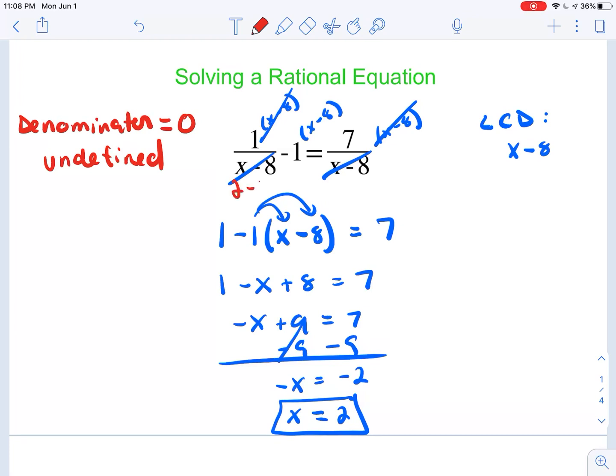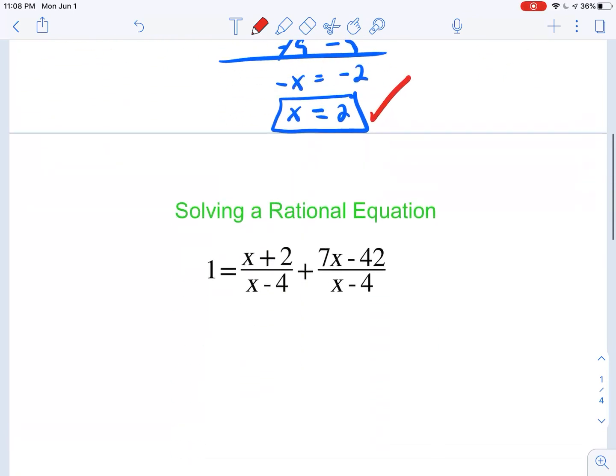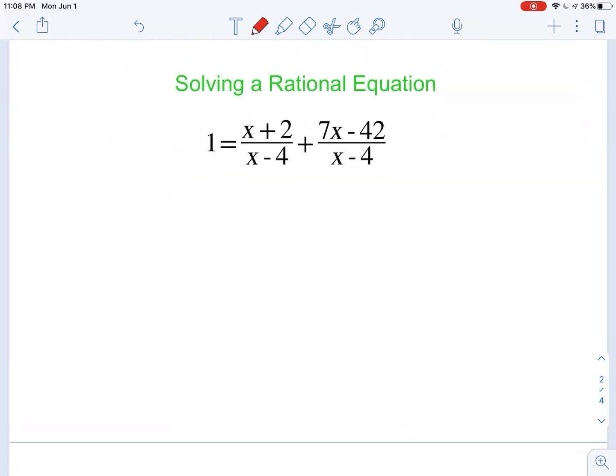So we look at our denominators. If I substitute a 2 in here, I get a number that's not 0. That can stay. If I substitute 2 here, it's not going to give me a 0, so that can stay. So 2 is a solution to this equation. There are no extraneous solutions, but we always check all of our denominators. So let's try another one.